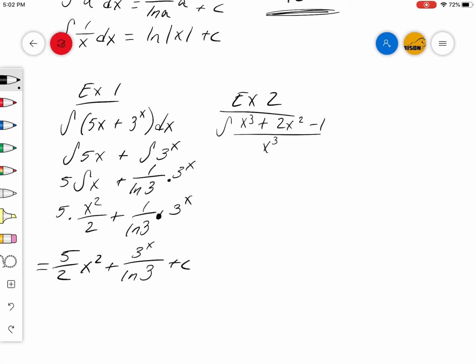Don't forget to put your plus C, and we're out of here. That example's done. Okay, let's move over to example 2, and we'll be just about done here today.